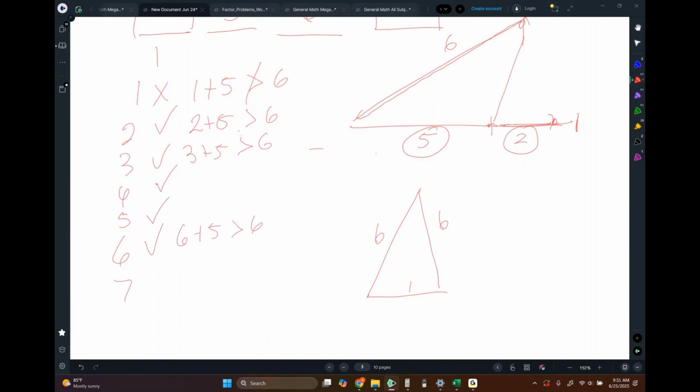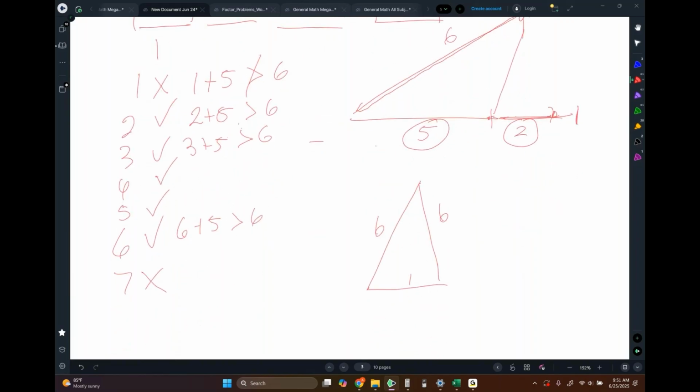Could it be 7? What do you guys think? Yes. No. Well, if it was a 7 and a 1, it's a no. Here's the problem with 7. If it was a 7 and a 6, I'd say no, right? Okay, but I already have two sides. I have a 5 and a 6 already, because that's the two I already started with.